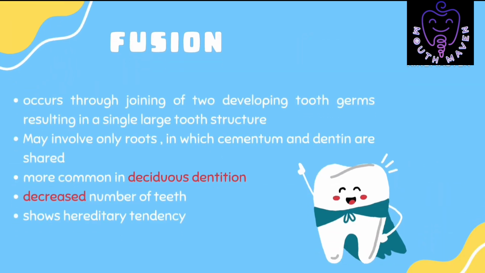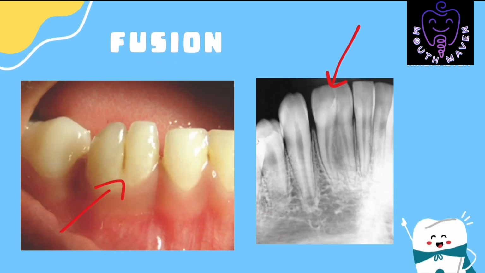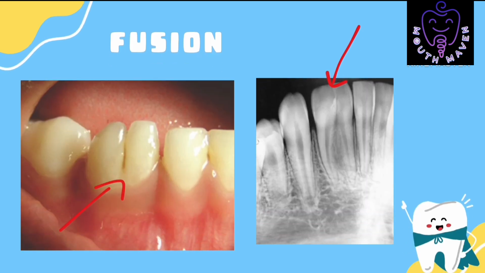Next is fusion. It occurs through joining of two developing tooth germs, resulting in a single large tooth structure. It may involve only roots, in which cementum and dentine are shared. It is more common in deciduous dentition. In this, a decreased number of teeth is seen and it shows a hereditary tendency. Now, here is the image of the fusion along with the radiographic image of the fusion.